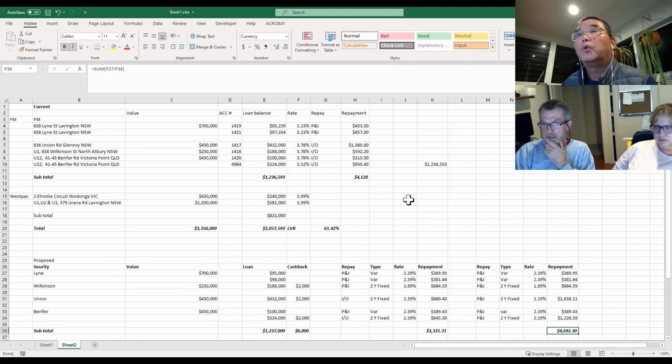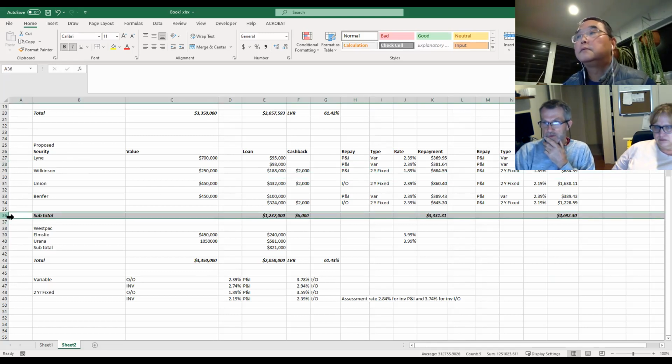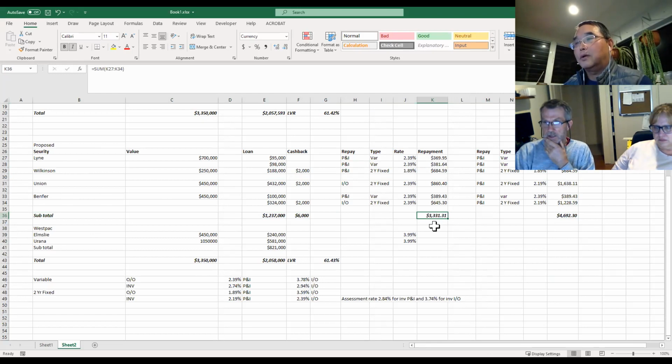Which loan are you considering? The line you're on at the moment. Row 36, where you've got repayment at 3331 or 6492. That's on interest only. 6492 is on interest only, or P&I. Sorry, P&I. And the other one's a mixture of P&I and interest only. Interest only. Yes.